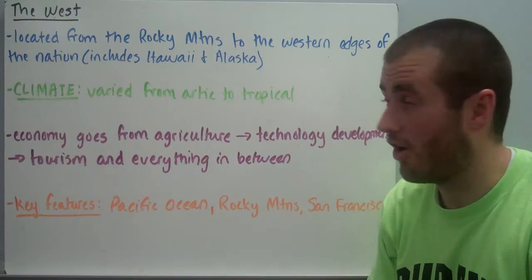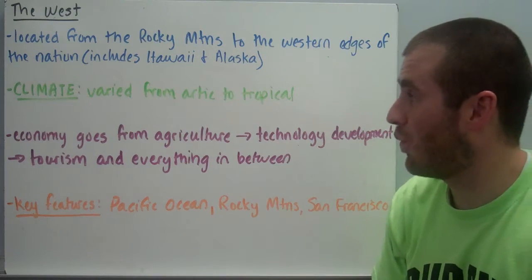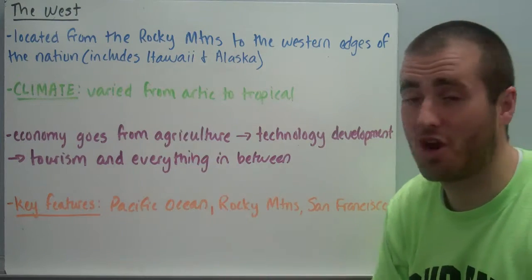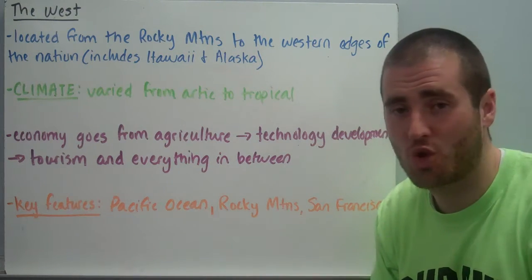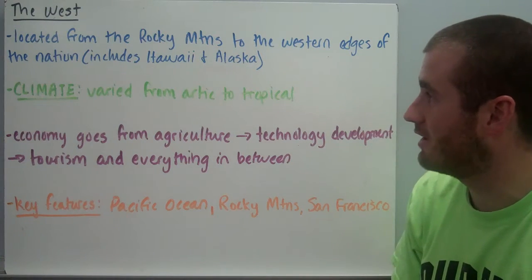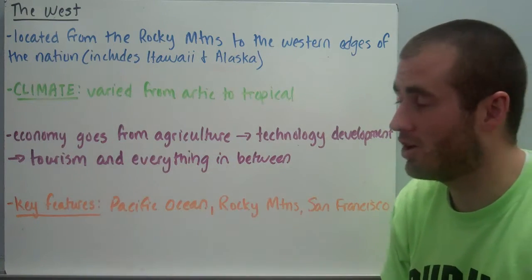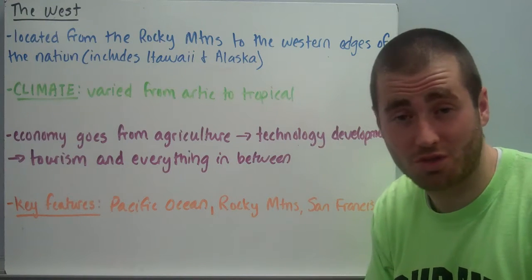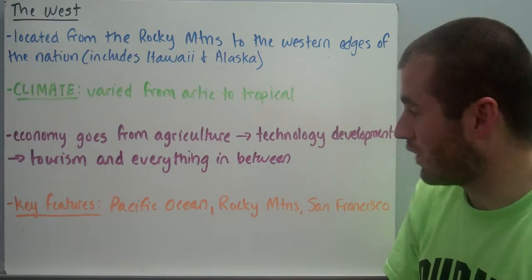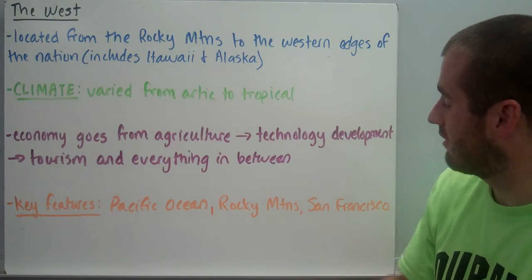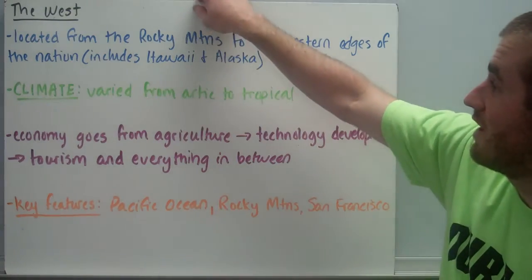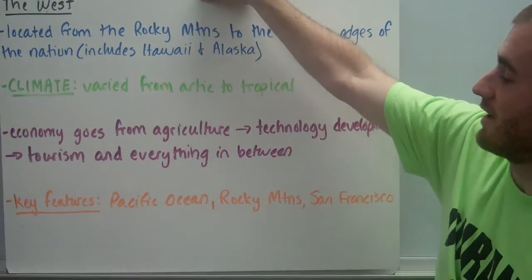The West, all right, located from the Rocky Mountains to the western edges of the nation. This includes Alaska and Hawaii. Its climate varies all over the map from Arctic to tropical, moderate, hot, cool, whatever the case is. You have it in the West. The economy goes from agriculture to technological developments to tourism to industries to kind of everything in between. And its key features would be the Pacific Ocean, the Rocky Mountains, and big cities such as San Francisco, Los Angeles, Phoenix, areas like that.